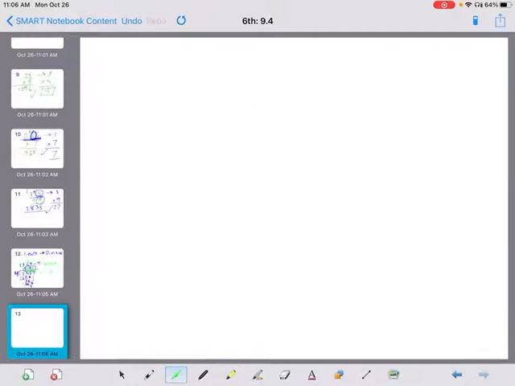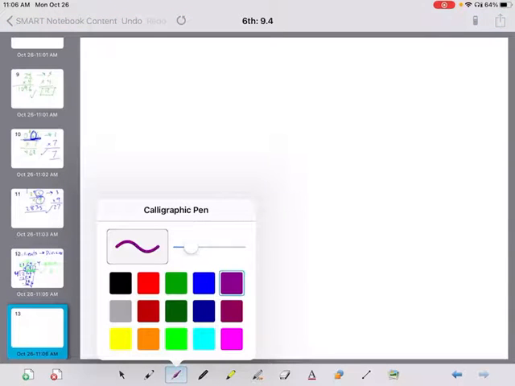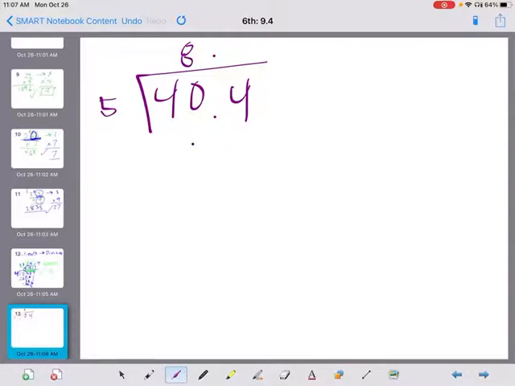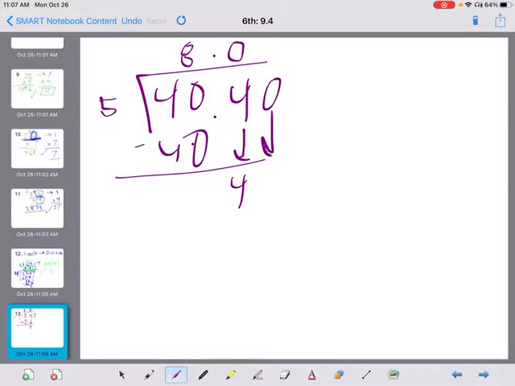And let's do another example, 40.4. Let's make this, and we're doing this one for purple. 40.4 divided by 5. Remember, I'm going to put this decimal up right away. 5 goes into 40 8 times. 8 times 5 is 40. I get a 0 there, but then I'm going to drop this 4 down. Does 5 go into 4? No, it does not. So I actually put a 0 there. And then I have another 0 here that I would be dropping down.